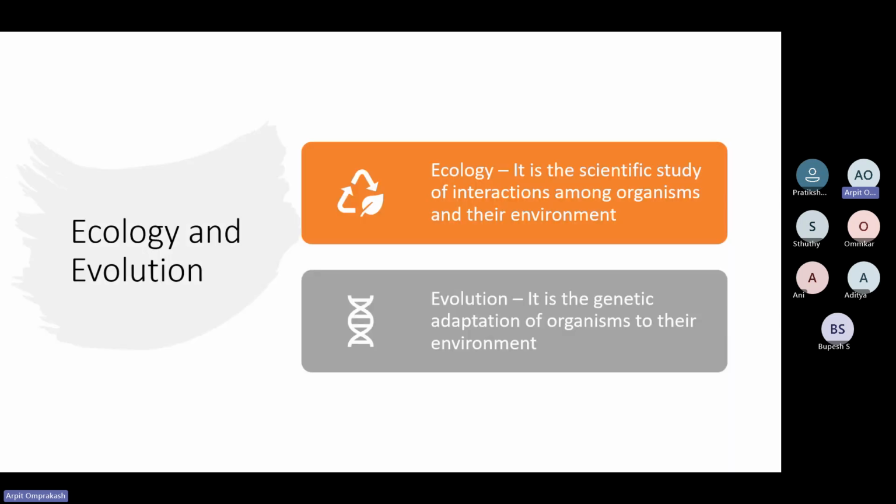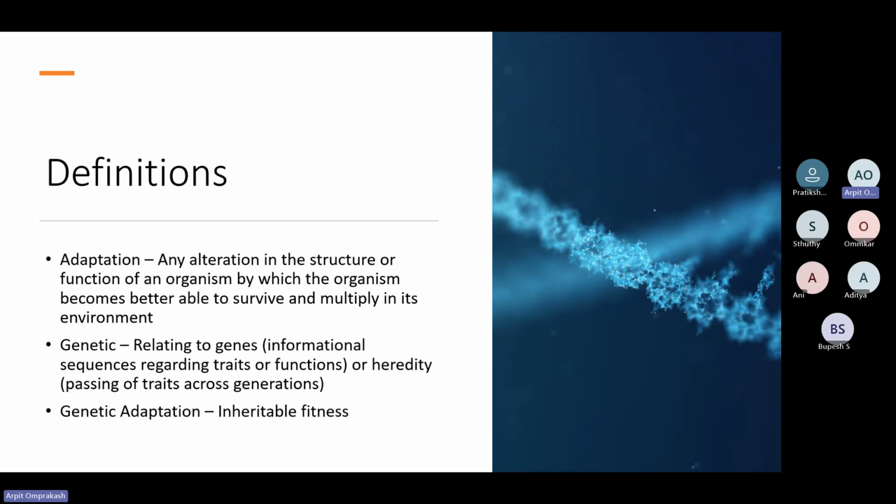Next, we got to know a bit more about evolution. Ecology, as we talked about, is the scientific study of interaction among organisms and the environment, whereas evolution is the genetic adaptation of organisms to their environment. So ecology is how they are interacting in the present. Evolution is more like how they are getting adapted to the environment, how they are changing in response to the environment.